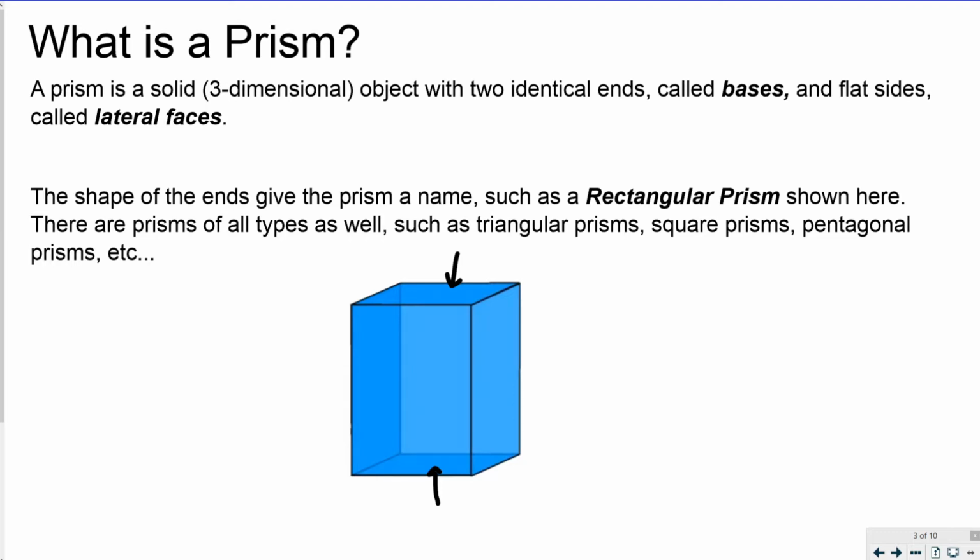Generally speaking, we like to say that the base is the face that the shape is sitting on. So we would use the one down here as a base, and then the one on top would also be a base. The shape of the ends, the shape of the base, gives the prism its name, such as a rectangular prism shown here. There are prisms of all types, such as triangular prisms. You can have square prisms, pentagonal prisms, whatever shape is used to construct the bottom of the prism will give it its name.